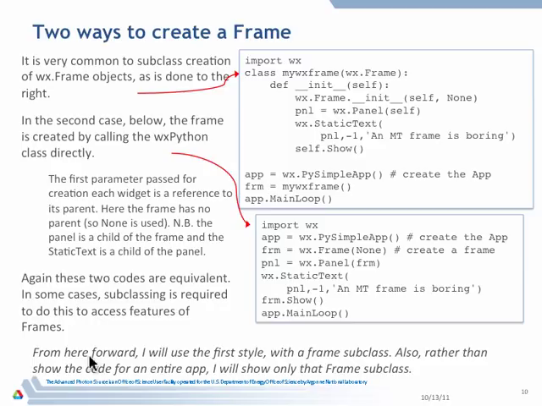Here, I subclass WX frame, and as part of the init, the first thing I do is I do the initialization of the parent class, and then I'm going to create a panel in it. Then I put my static text in, and then I show it, and now the application code is down to 3 lines, and it does exactly the same as this does.